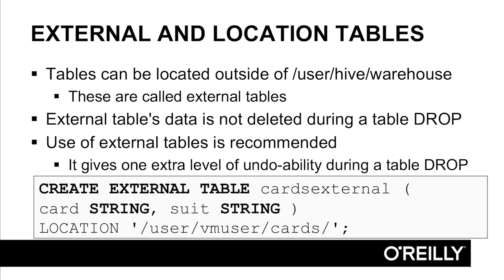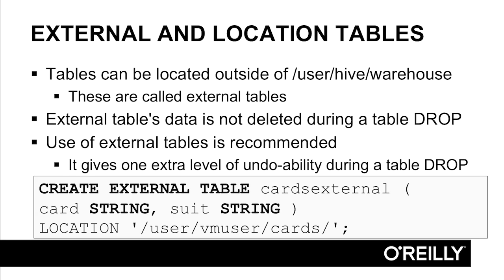As you saw in a previous slide, we talked about where files are located and directories are located for tables. By default, that's in user hive warehouse. However, we may want to have files that exist outside of that. Maybe we already have those files in HDFS, or maybe we just don't want to do that. Well, there's another reason for locating those outside of user hive warehouse. These tables are called external tables. And one of the things that an external table gives you, in addition to being outside of user hive warehouse, is that the table's data isn't deleted during a table drop.